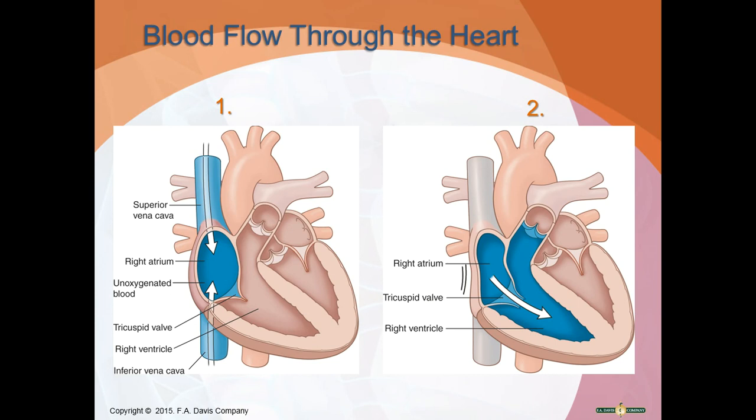The two sides work together to ensure that the organs and tissues of the body receive an adequate supply of oxygenated blood. Both the right and left atria contract at the same time, as do both ventricles. So, number 1, the right atrium receives deoxygenated blood returning from the body through the superior and inferior vena cava.